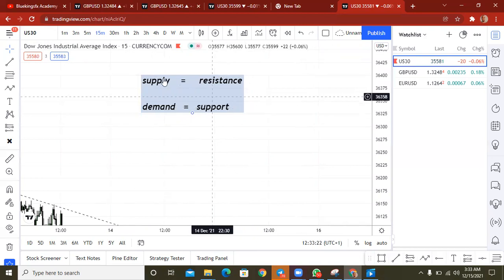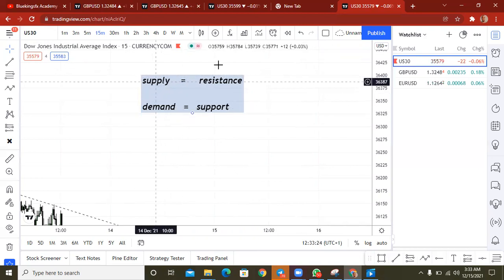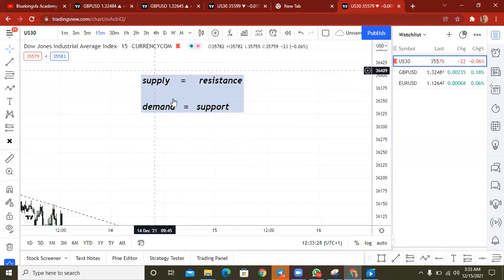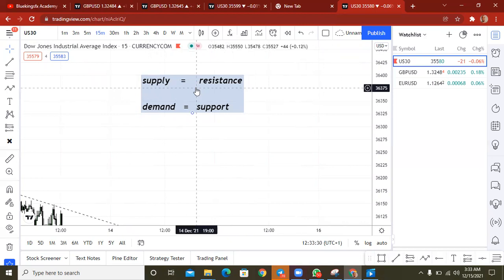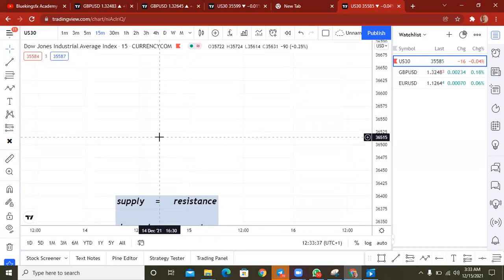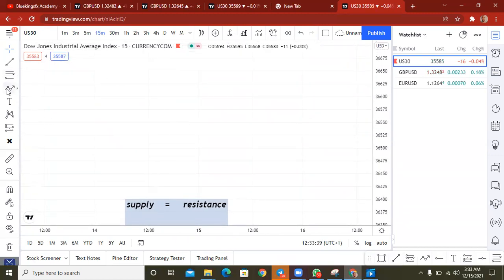But why are they not used interchangeably? Some people use them interchangeably, but it's very wrong. There's a slight difference between the both, and this is what differentiates retail traders from smart money traders. So what is supply? I'm going to show you the difference between supply and resistance. So let's go.